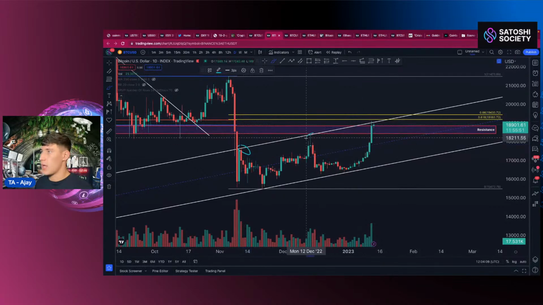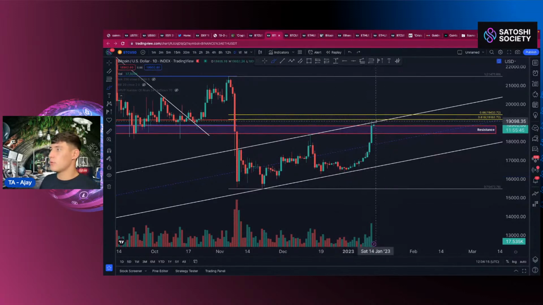We've used this as resistance previously before. We've used it as support as well. So this is a valid ascending parallel channel, and we are using that as resistance as well. So what we can see here is that we do have two bits of confluence right here telling us that this is a strong resistance level.